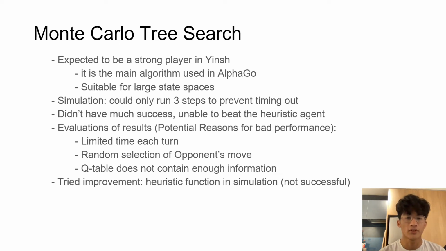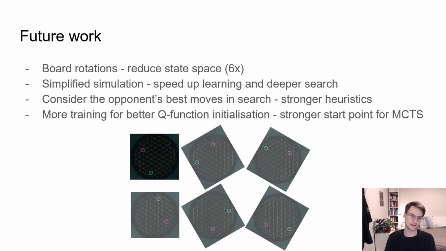The potential reasons for the bad performance are the limited time each turn, the random selection of opponent's move, and the Q table does not contain enough information. We have tried to improve the third point by implementing a heuristic function in the simulation, but the result is still not successful. For some of the future work, a simple idea is to look at reducing the state space by considering that the board orientation doesn't matter. There are 6 rotations of the board that you can treat as identical.